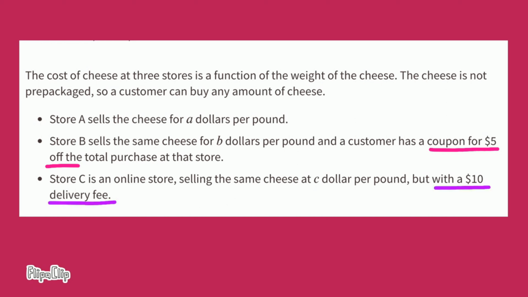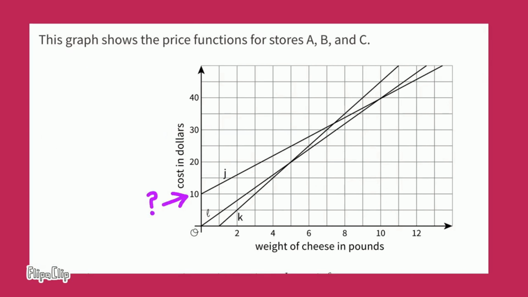Store C is an online store selling the same cheese at C dollars per pound, but with a $10 delivery fee. So they're tacking on a $10 fee for every order. When I look at this graph, right away I see this line that starts at 0 pounds of cheese at $10. So that makes me think that this might be Store C, the store that charges a delivery fee of $10.